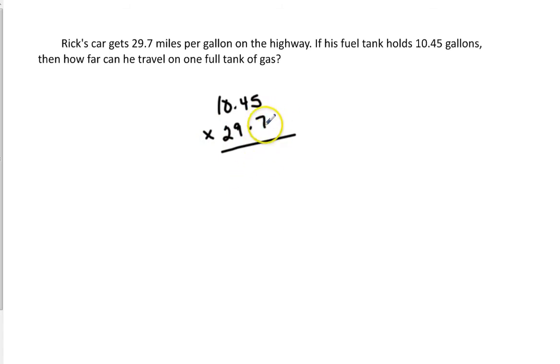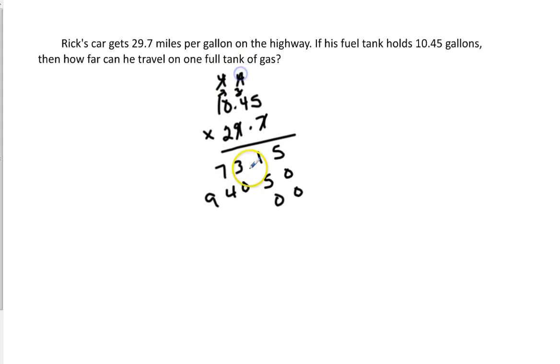So I'm going to start multiplying. 7 times 5 is 35. Carry the 3. 7 times 4 is 28, makes 31. Carry the 3. 7 times 0 is 0 plus 3 is 3. 7 times 1 is 7. I've used this place value, so I'll put a 0 there, and I start with the 9. 9 times 5 is 45. Carry the 4. 9 times 4 is 36, plus 4 makes 40. Carry the 4. 9 times 0 is 0, plus 4 is 4. 9 times 1 is 9.